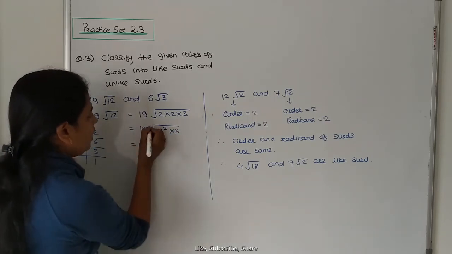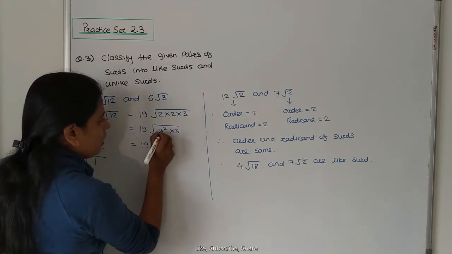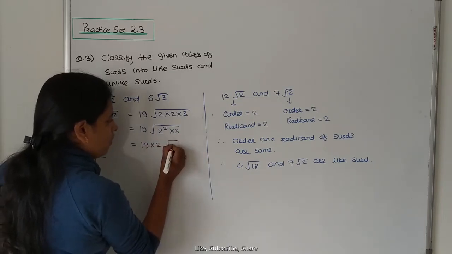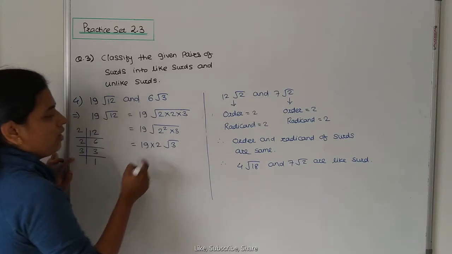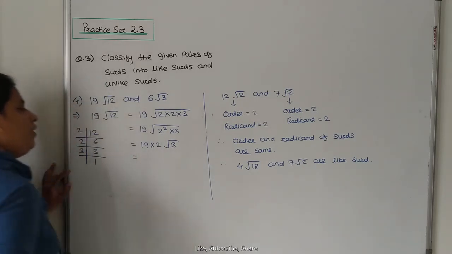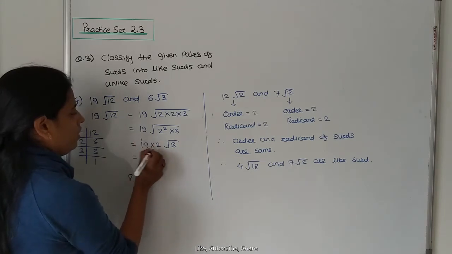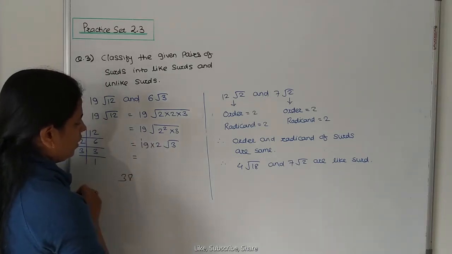Then what we have to get here? 19, this square and square root get cancelled. Therefore it is 2 square root of 3. I am going to write directly here. So 19 2s are 38.